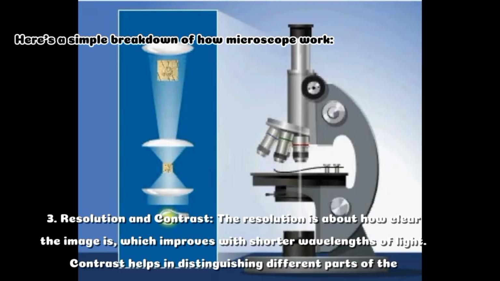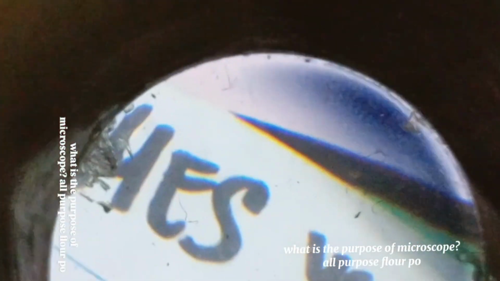3. Resolution and contrast. The resolution is about how clear the image is, which improves with shorter wavelengths of light. Contrast helps in distinguishing different parts of the lenses.